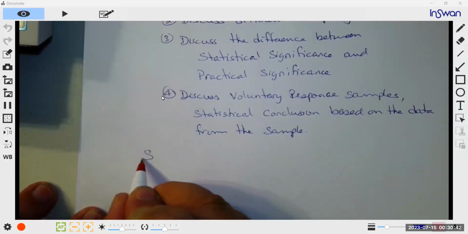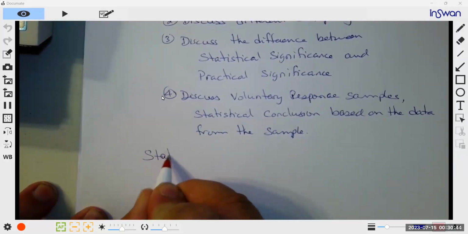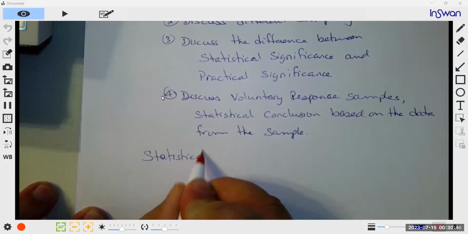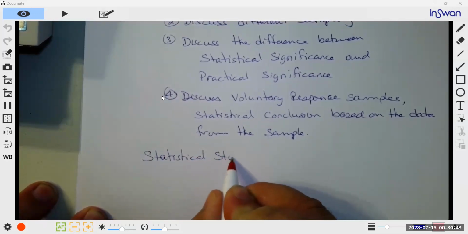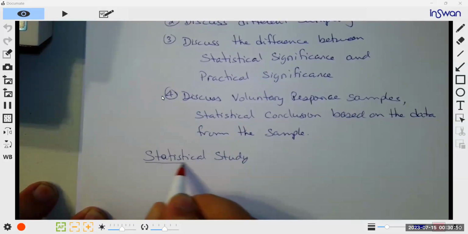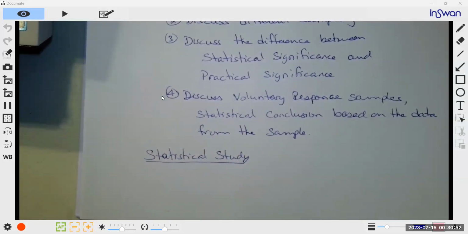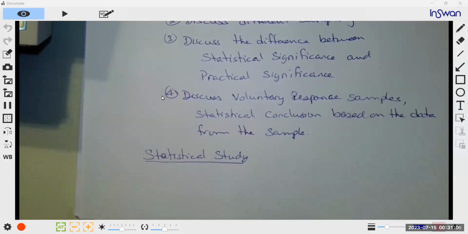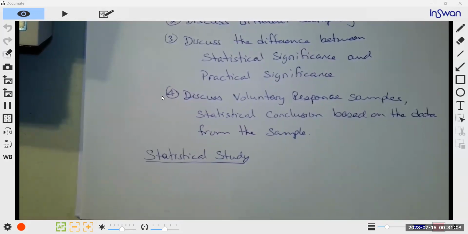So a statistical study, or you call it a research, which we'll discuss, will be two different types. There's either an experiment or an observational study. And all this stuff boils down to either this or this type, and that's what we're going to talk about in this first chapter.